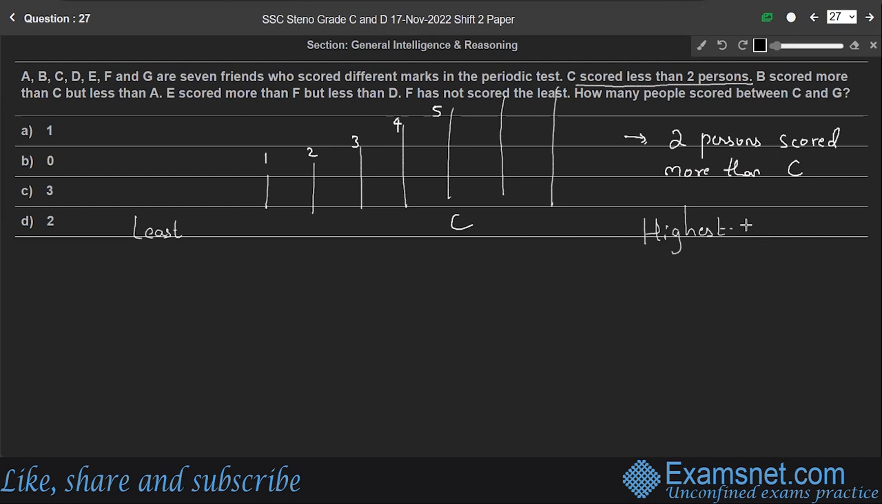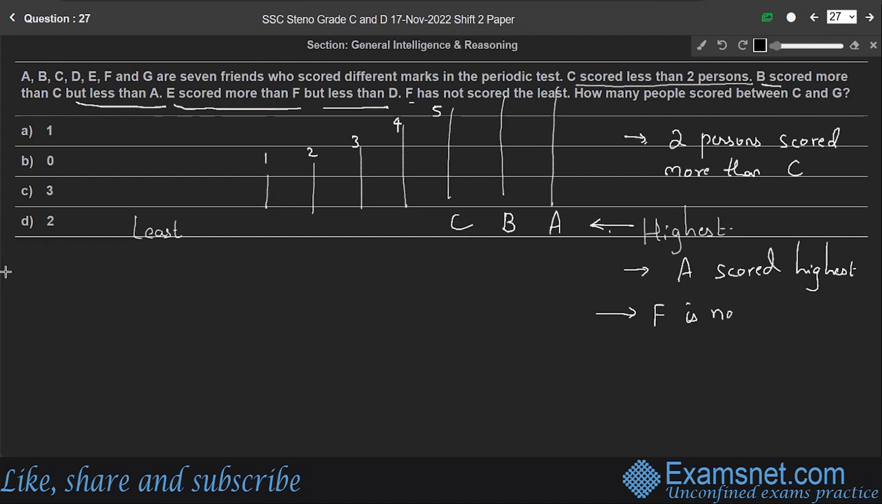Here next, B scored more than C but less than A. So B is the last but one person, and A scored highest, because B scored less than A. It is already given. Moving further, E scored more than F but less than D. And F has not scored the least. So which is important? F is not the least scored one.